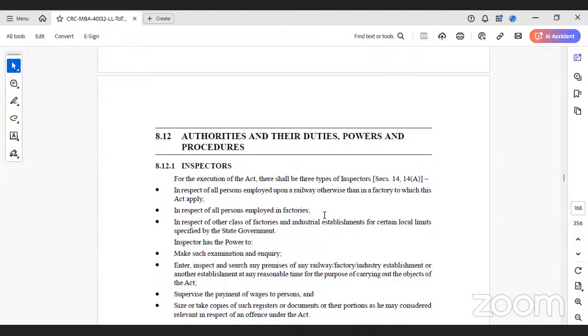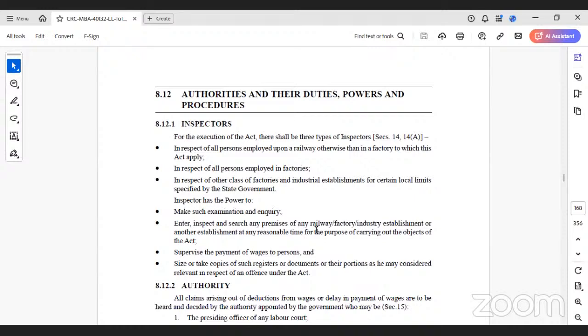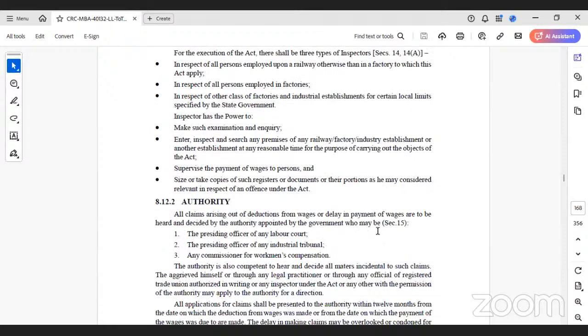Now, coming to the authorities and their duties, powers and procedures. Coming to the inspectors, in respect of all persons employed under the railways or in factories, the power of the inspector is to make examination. They can enter any premises, make an inquiry, refer to the wage registers, check the payrolls, and supervise the payment of wages. All these things will be taken care of by the inspectors, and all claims arising out of deductions from the wages or delay in the payment of wages are to be heard by the appropriate authority appointed by the government.